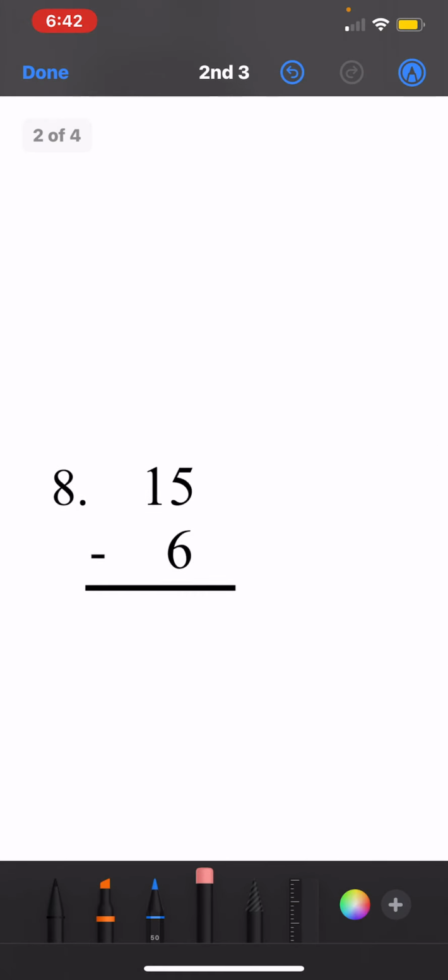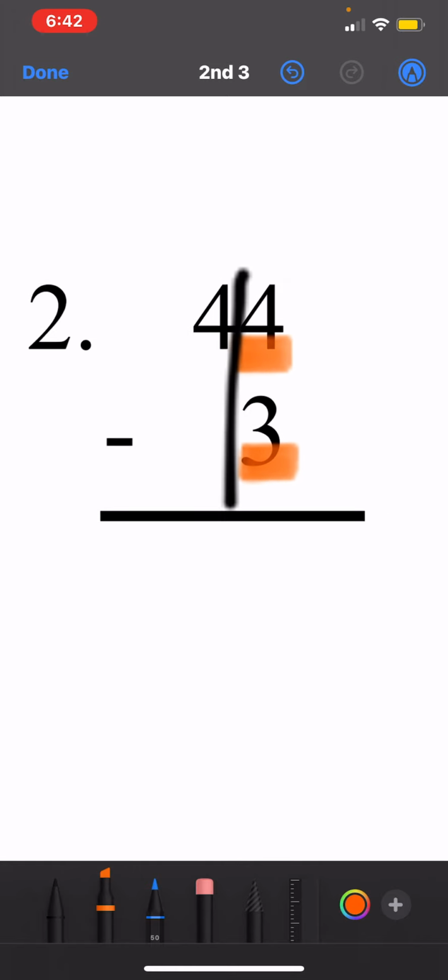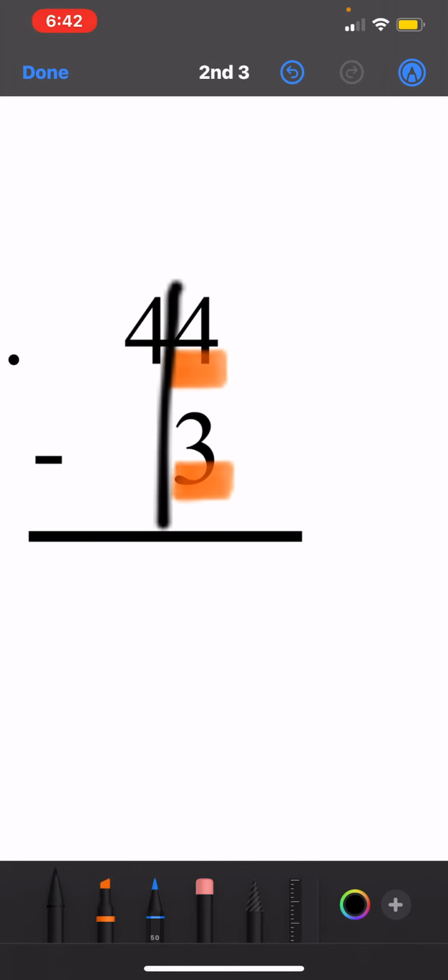Let's look at number 2. So we got 4 and 3. So we're going to subtract 4 and 3. So let's make our dots again. 1, 2, 3, 4. And 1, 2, 3.